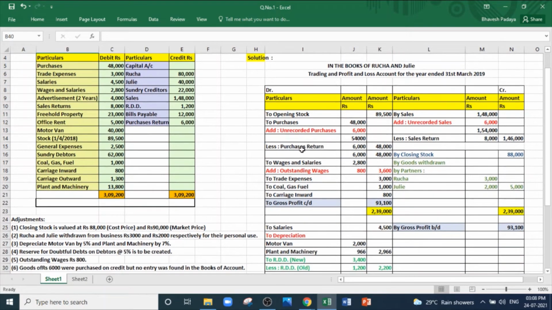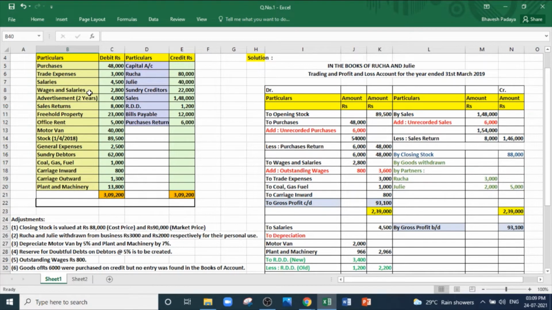Now we will start the solution. In the books of Rucha and Julie, trading and profit and loss account for the year ended 31st March 2019. Make two columns for amount, debit side and credit side. Start posting first the trial balance according to the sequence. Purchases, debit side of trading account. Trade expenses, trading account debit side. Salaries, profit and loss account. This is a combined trading and profit and loss account. So you have to first make the trading account and continue with the profit and loss account.